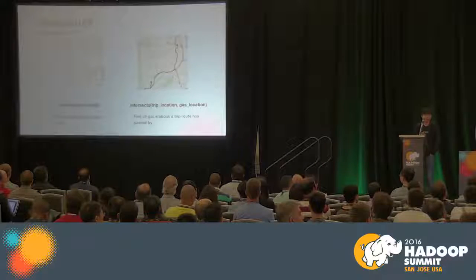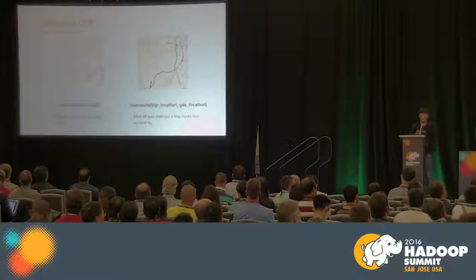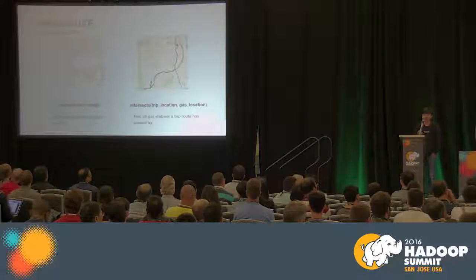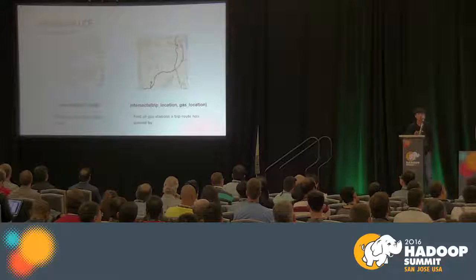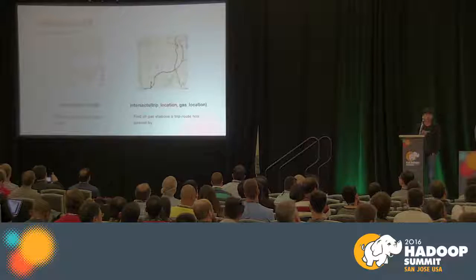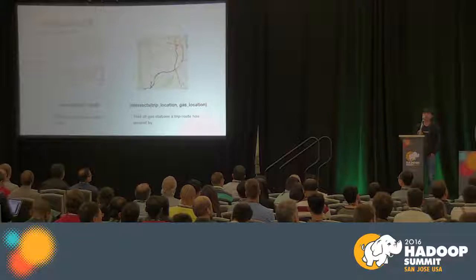These are two other examples. The overlap UDF means that you want to find out whether two geometry objects have overlapping area. You can use this UDF to find out if two trips are similar or not. Also, the intersect UDF means that you want to find out whether two geometry objects have intersections. You can use this one to find out all the gas stations along a trip route. So you can use these UDFs to build very interesting applications.